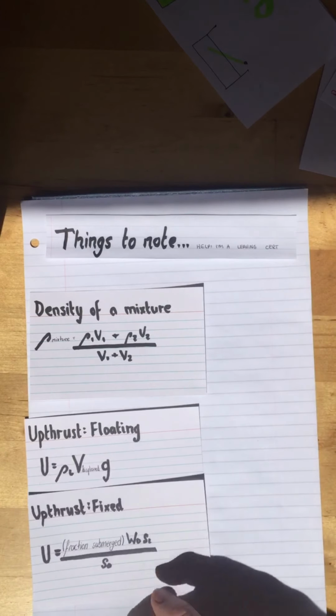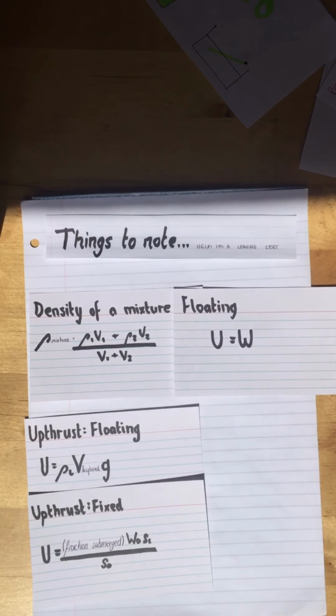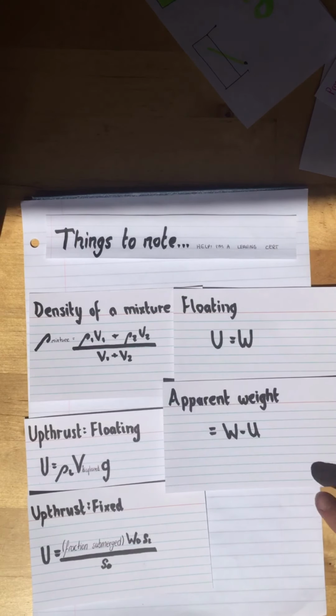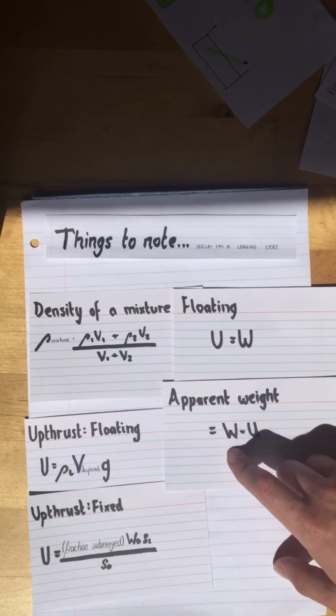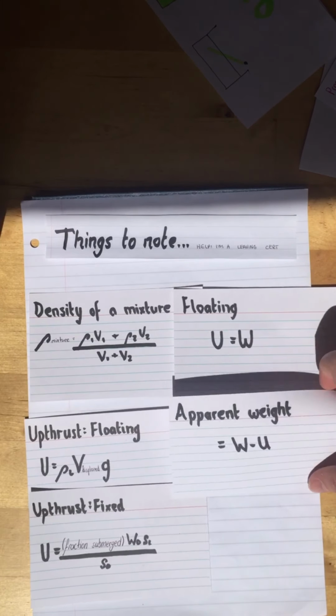So that's that one there. You need to learn these. What I call the floating formula isn't there. So you need to know these pretty much off by heart if you want to do well in your hydrostatics question. Another thing I have is apparent weight has come up once or twice. The apparent weight is basically the weight of the object minus the upthrust acting on it. I'll probably do a video on one of those questions.